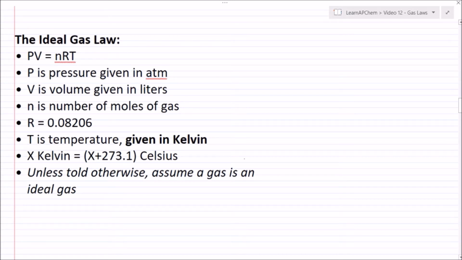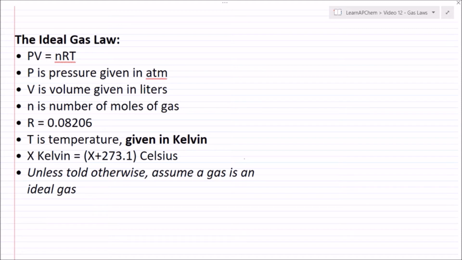Alright, so now let's talk about the ideal gas law, or PV equals nRT. Now you might hear this said phonetically as "pivnert," and that's just basically talking about PV equals nRT. So if you hear someone talking about pivnert, they're talking about the ideal gas law.